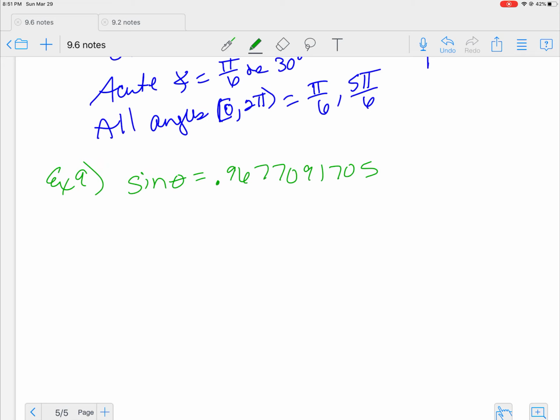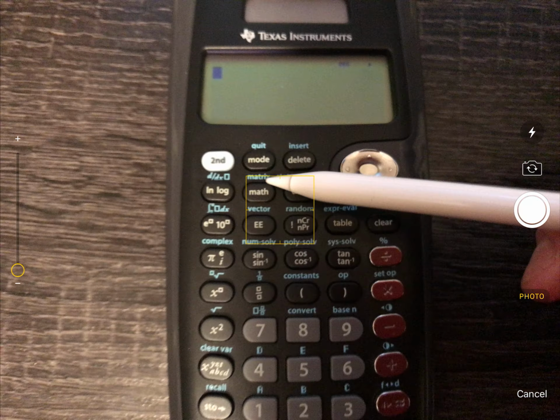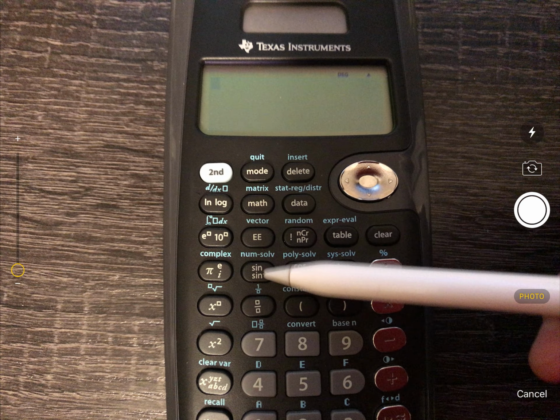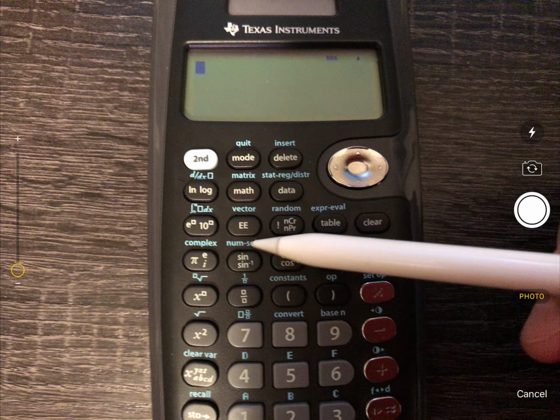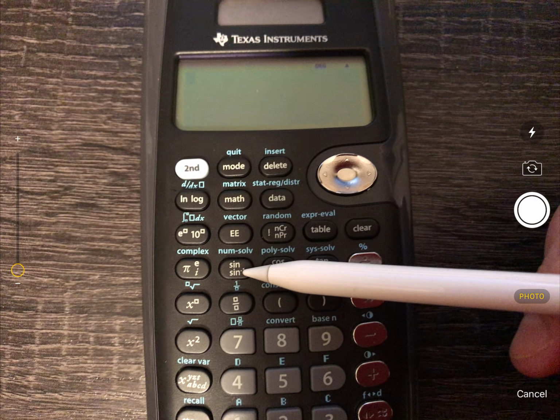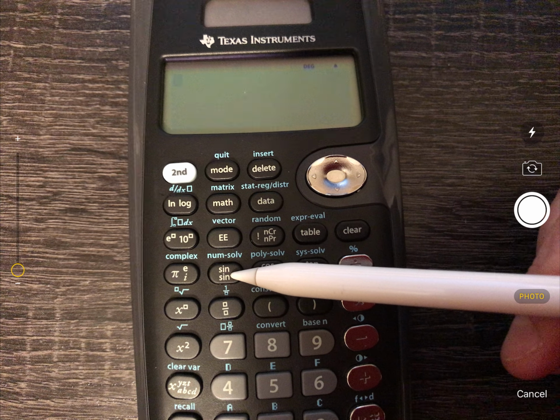What if I want to figure out the angle measurement where sine of theta is equal to 0.96770911705? Why in the world they gave you something crazy like that, I don't know. That's nutso. So you literally are plugging that into your calculator. So you're doing the inverse sine of this big, huge number. I'm going to show you on the calculator.